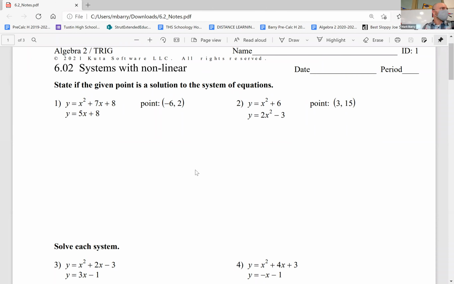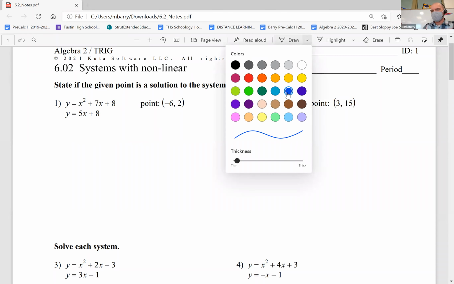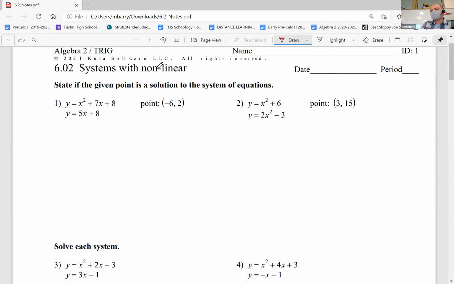Here. All right. So today we have 6.2, systems with nonlinear. So the deal with this section is going to be a lot of similar stuff to what we did last section. Last section was on systems, but it was all linear. So this one involves nonlinear. What it means by nonlinear is that we're just going to see some that have like an x squared in them. So you can see almost every one of these will have at least one of the equations with an x squared, okay?